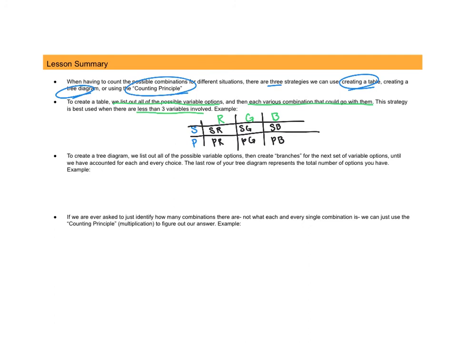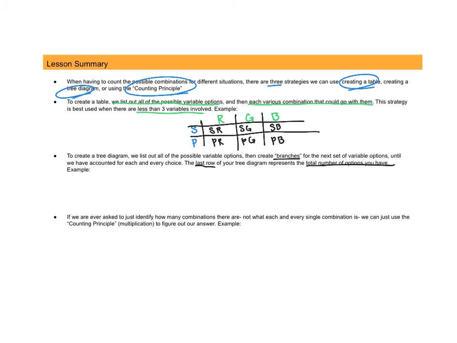Okay. Next, we have a tree diagram. With a tree diagram, we list out all of the possible variable options and then create branches for the next set until you have accounted for each and every choice. The last row represents the total number of options you have. Okay, here's an example for this.